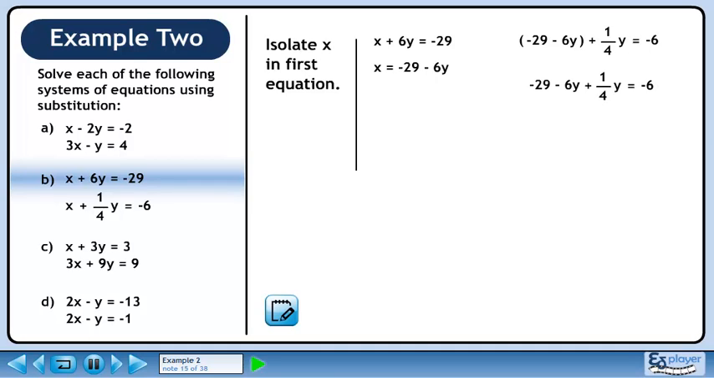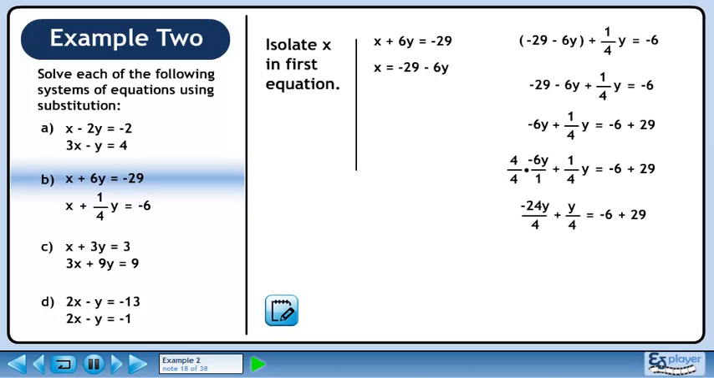The brackets are no longer needed, so remove them before we solve for y. Collect terms with y on the left side and constants on the right side. We need a common denominator before we can combine minus 6y and 1 over 4 y. Write minus 6y over 1 and multiply top and bottom by 4. This gives minus 24y over 4 plus y over 4 equals minus 6 plus 29.